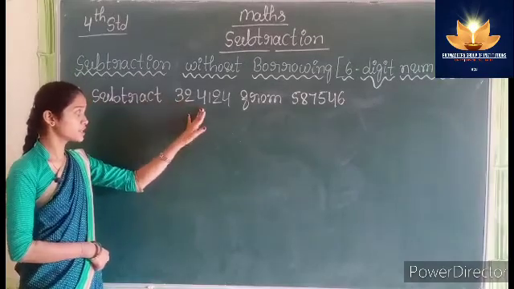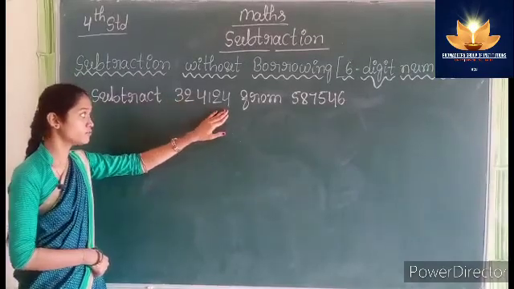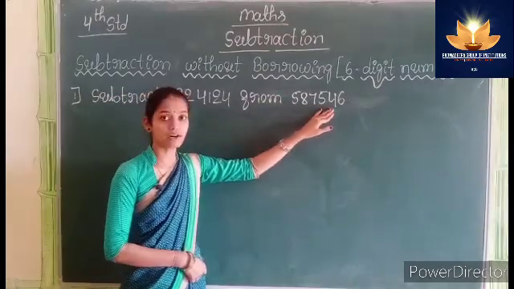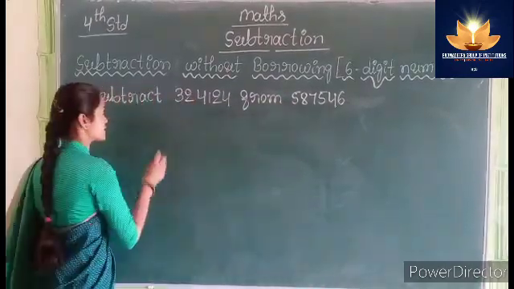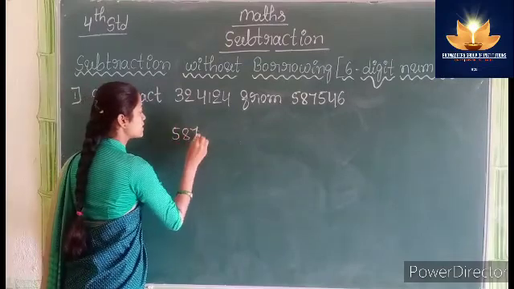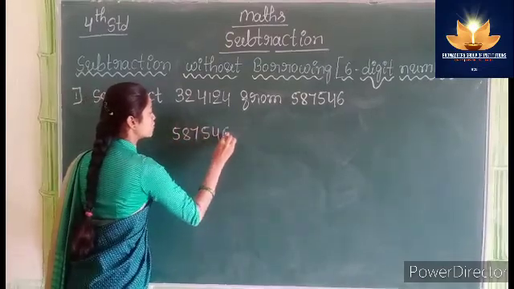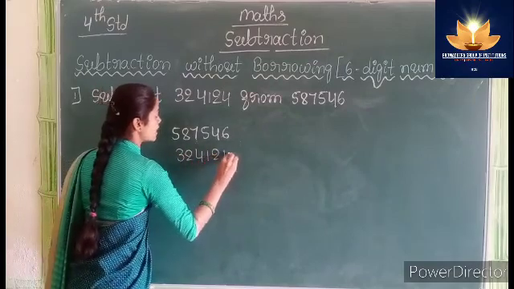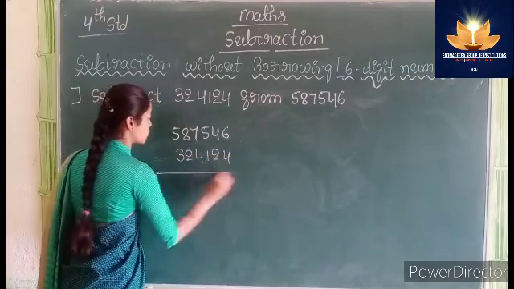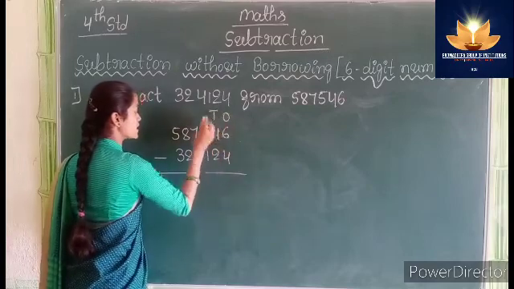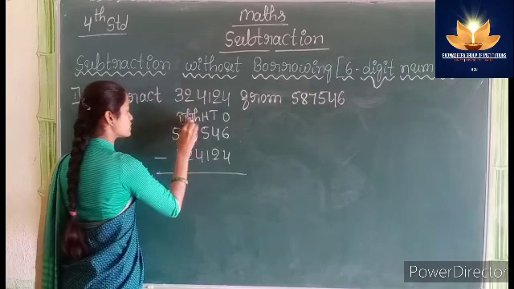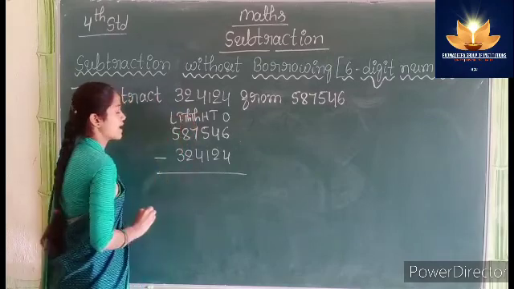Subtract 3,24,124 from 5,87,546. 5,87,546, 3,24,124. This is ones place, tens place, hundreds place, thousands place, then this is 10,000s place, this is lakhs place.